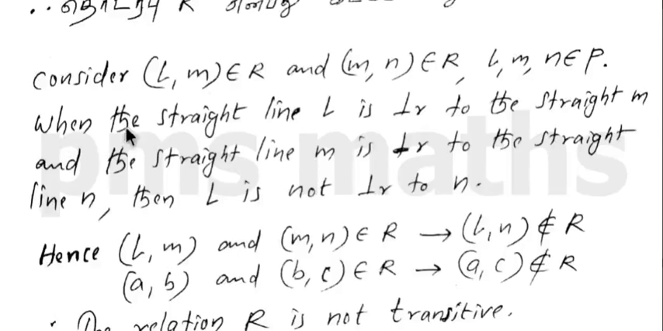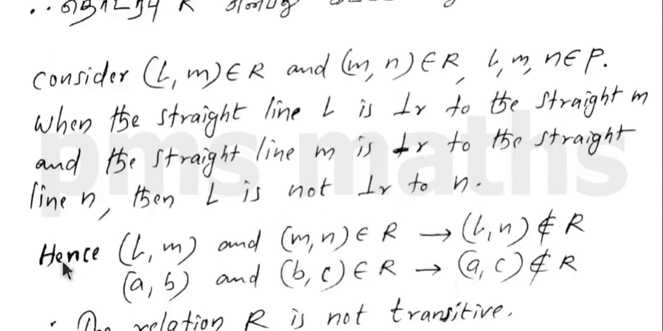Therefore, we can write when the straight line L is perpendicular to this m and the straight line m is perpendicular to this straight line n, then we can write this L is not perpendicular to n. A straight line is perpendicular to second straight line, then second straight line perpendicular to third straight line. From this statement, we can say first straight line is not perpendicular to third straight line. That means L is not perpendicular to n.